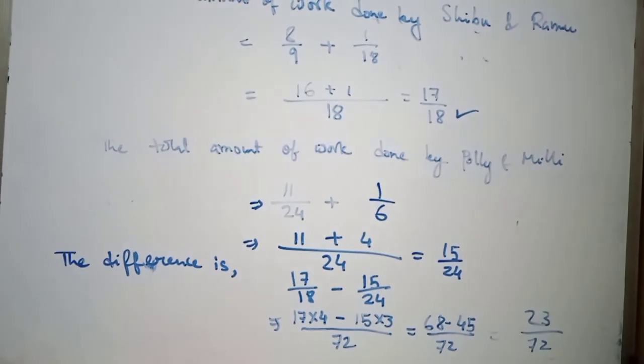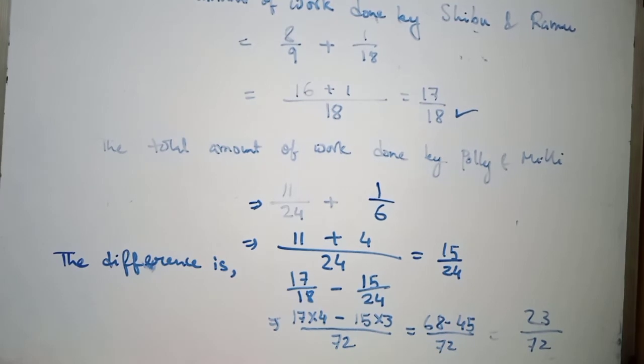That is by this amount Shibu and Ramu worked more than the second day. By 23 by 72 parts, Shibu and Ramu worked more than the second day. That will be our answer. So we have completed this chapter.